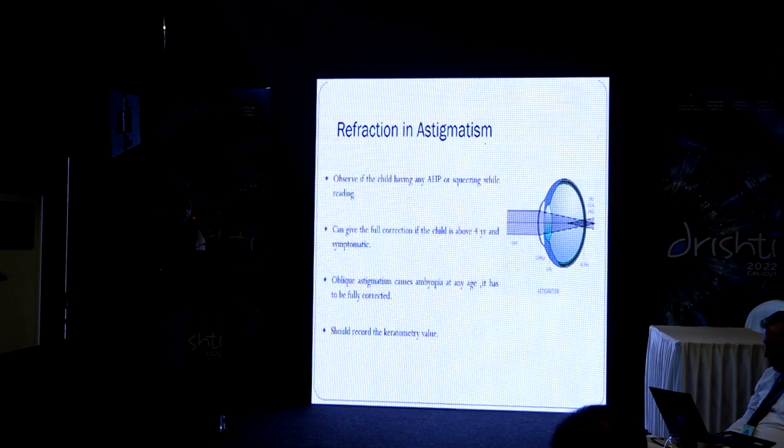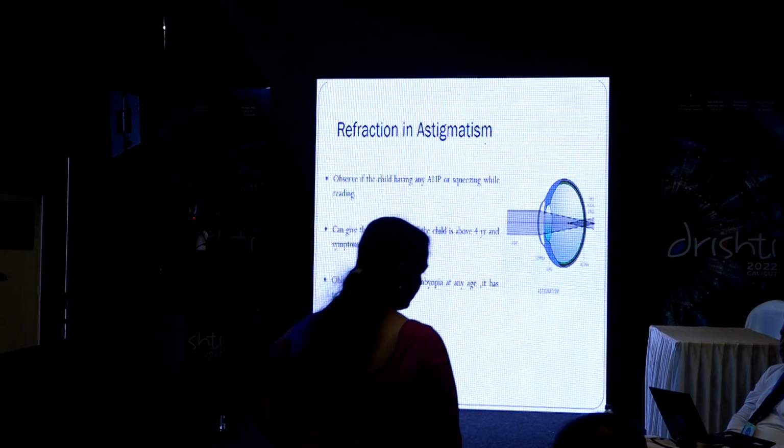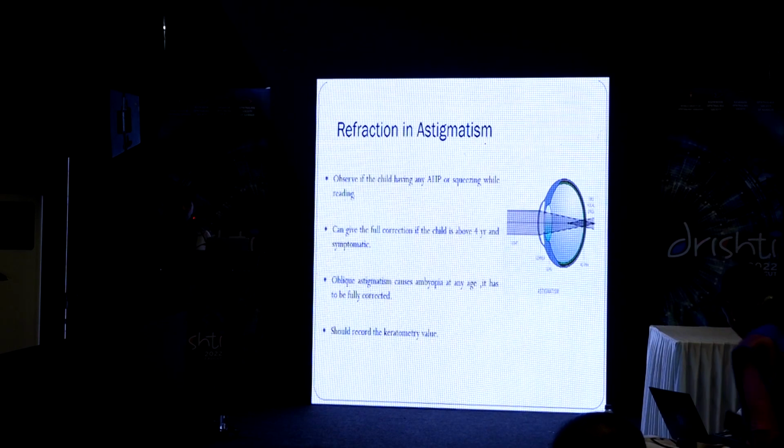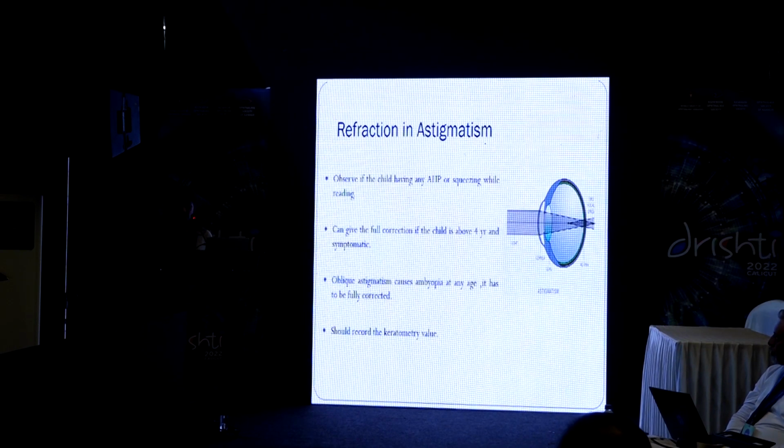And refraction in astigmatism. We can correct the astigmatism in every child who is greater than 4 years and very symptomatic. And also we should correct the oblique astigmatism fully, because oblique astigmatism is more prone to develop amblyopia. So in the case of oblique astigmatism, we have to correct the full amount of astigmatism. And we should record the keratometry value. If the patient has greater than 3 diopters of astigmatism, we have to record the keratometry in order to confirm whether it's corneal or not.